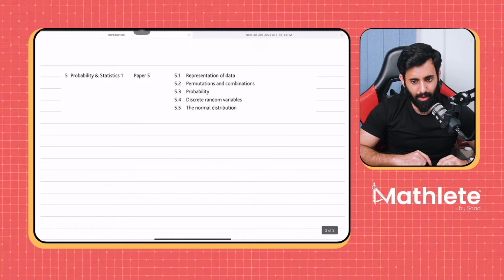Okay, if it was not so good in O levels, then to be completely honest with you, it's only going to get difficult in S1. Okay? It's only going to get difficult in S1. So, let's find out.